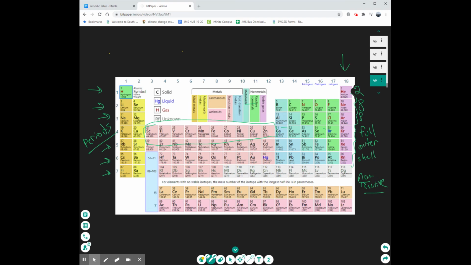Full outer shells mean that it can't share or give or take electrons from things, right? It's not going to share its electrons anywhere. It's not going to give electrons to somebody. It's not going to take electrons from anybody.